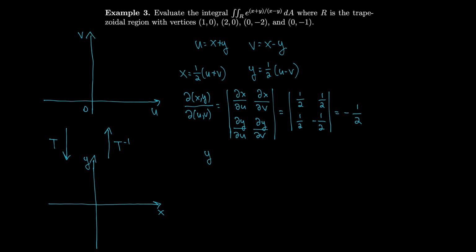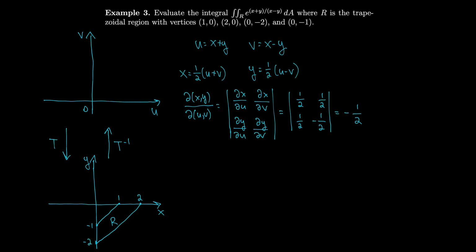So first we have, well, let's see. How about we try drawing our region first? We have these vertices, so we'll put those in. So we have 1, 0 is over here. We have 2, 0 over here. We have 0, -2, and 0, -1, so that's over here and over here. So our region is this trapezoid over here when we connect it all. So we can call that R, where this is 1, 2, -1, and -2.